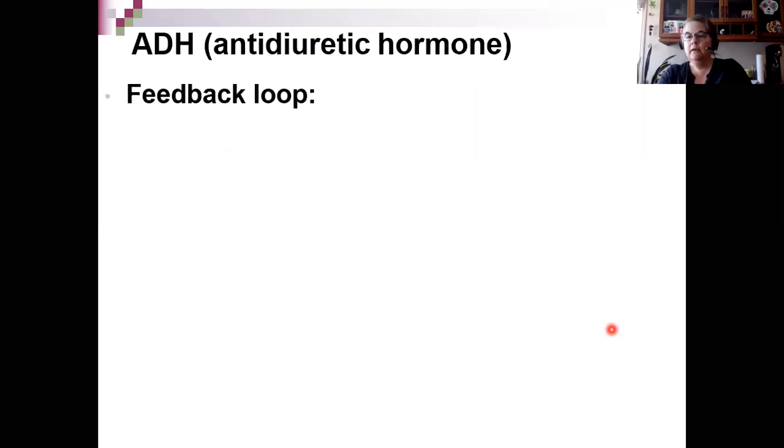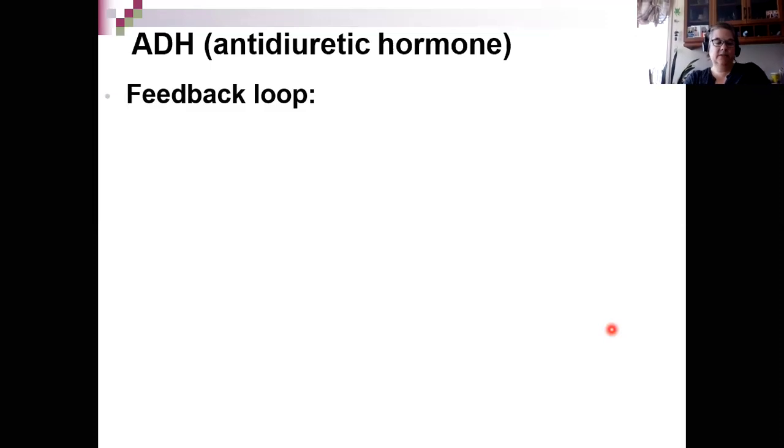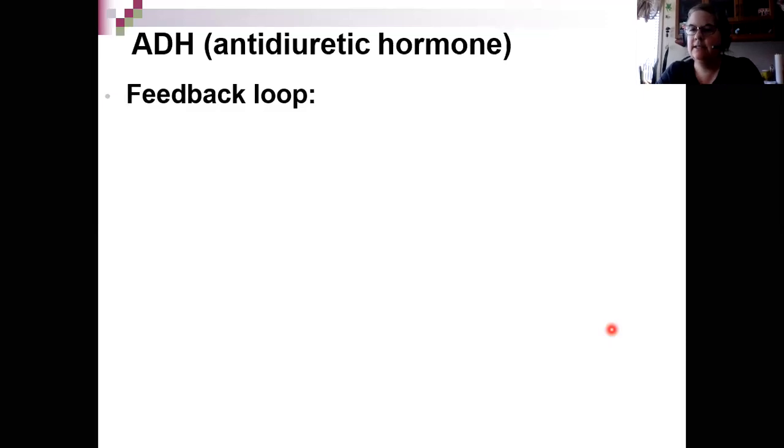Okay, so part of what we need to understand with the program of studies is how to draw a feedback loop. So a feedback loop is basically just a step-by-step of what's going on with this hormone. How does this hormone work? So when we start a feedback loop, we start with what stimulates the production of that hormone, and then we go through the glands and the different hormones, the steps of it that loop back to the very beginning. So let me demonstrate with the feedback loop for ADH.